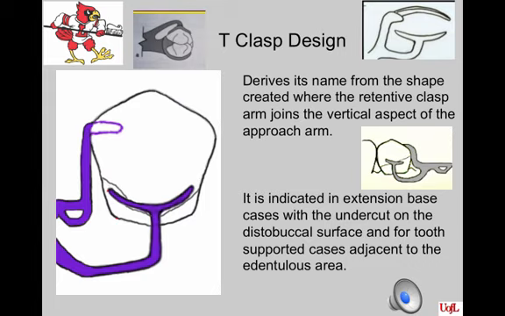The one extends towards the edentulous area and crosses the height of contour to terminate into the .01 undercut. The other part of the T projects away from the edentulous area and stays above the height of contour to provide stabilization for the clasp assembly. This T-bar is indicated in extension base cases with the undercut in the distal buccal surface of the abutment tooth, and for tooth-supported cases adjacent to the edentulous area. It is contraindicated for mesiobuccal undercuts, as this would place detrimental torque forces on the tooth.